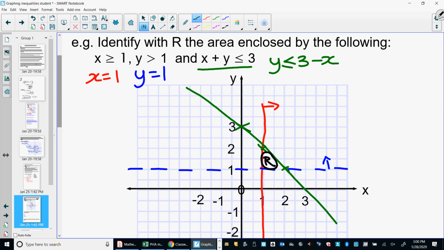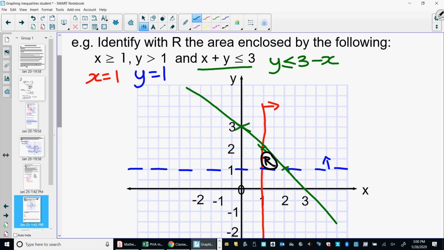R for region. That would shade all of the stuff around. Some people shade the thing and label that R. Some people shade the bits outside to show that that's the bit they've left. But the important thing is just where you put the letter. So the shading isn't so important here. It's where the letter is.